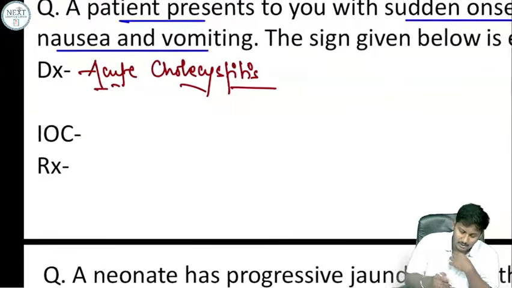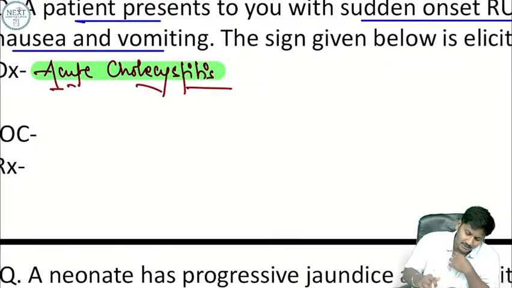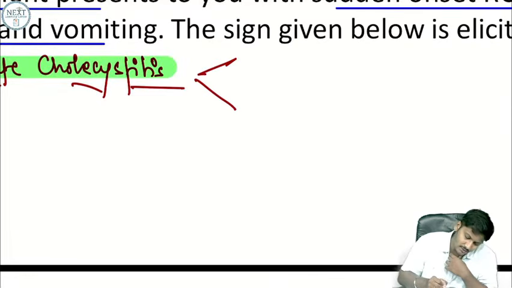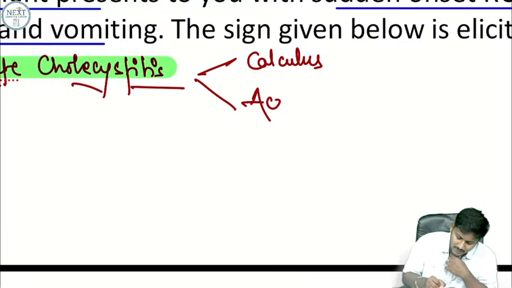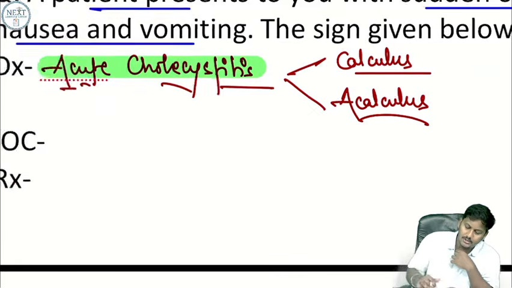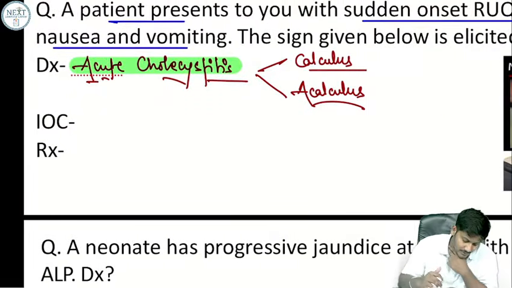And we know, beta, acute cholecystitis can be of two types. Either it is a calculous cholecystitis or an acalculous cholecystitis. What do I mean by that? Calculous cholecystitis is the one which happens basically due to gallstones, beta. Acalculous cholecystitis is the one which happens even without gallstones, beta. That is what is important to remember.